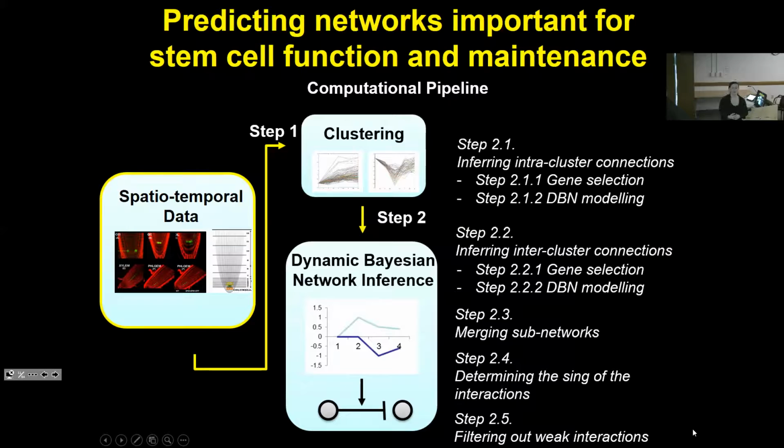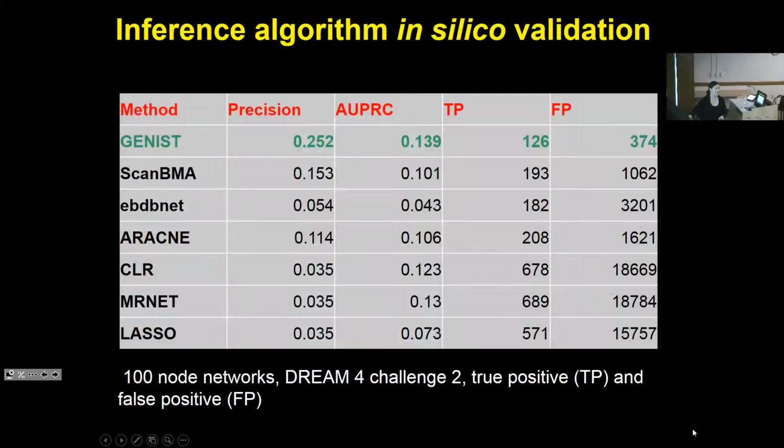But before showing you the resulting network, you say, oh, this all looks good, but how can you actually prove that this is solid and reliable, et cetera? So computationally, we need to do a couple of steps before we can say we are confident about our inferred network, because it's still based on probability, right? And so the next two steps are how we validated in silico practically our new algorithm.